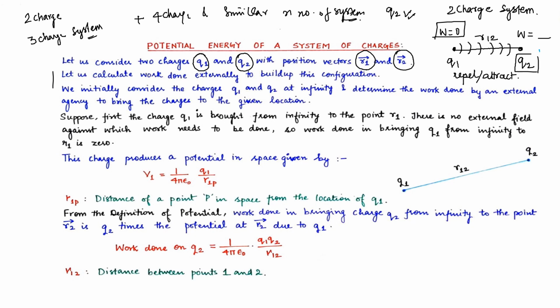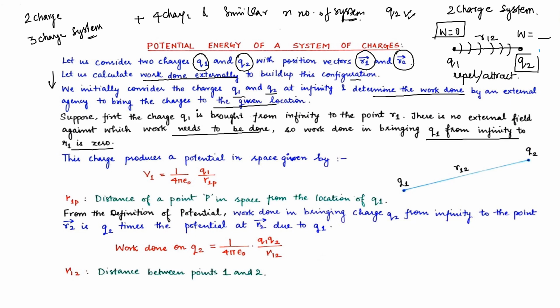Now let's start with this. Let us calculate the work done externally to build up the configuration of two charges. We initially consider the charges q1 and q2 at infinity and determine the work done by an external agency to bring the charges to the given location. Suppose first the charge q1 is brought from infinity to the point r1. There is no external field against which work needs to be done. So work done in bringing q1 from infinity to r1 is 0.